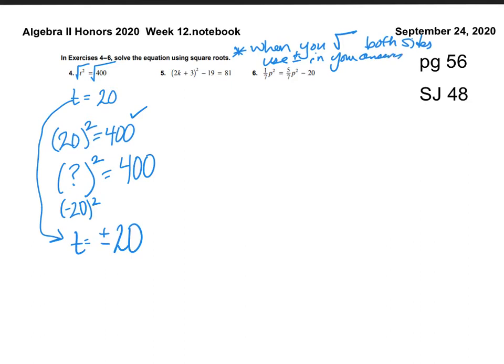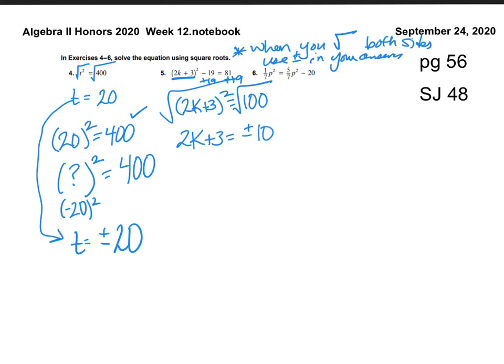Looking at number 5, when I do that, I want 2k plus 3 squared to be alone before I take the square root. I'm going to add 19 to both sides to get that alone. So the quantity 2k plus 3 squared is going to equal 100. Take the square root of both sides. 2k plus 3 is going to equal, I took the square root of both sides, so I can't forget my plus or minus 10.